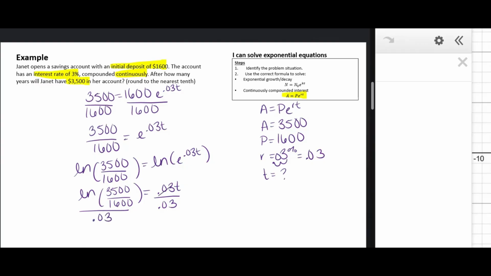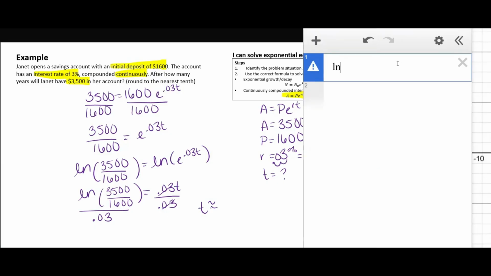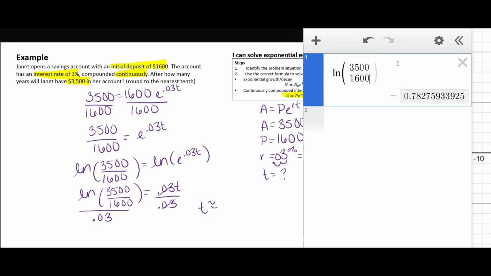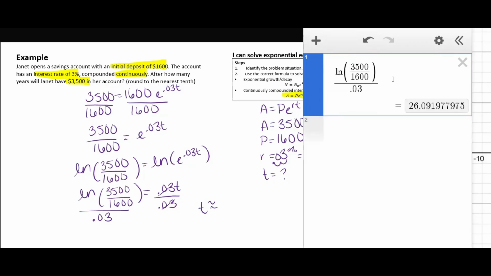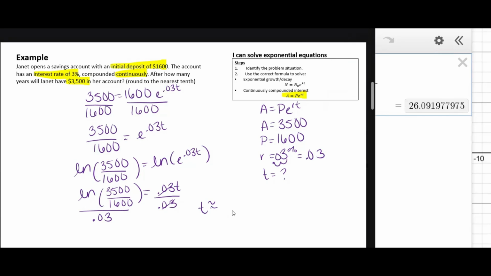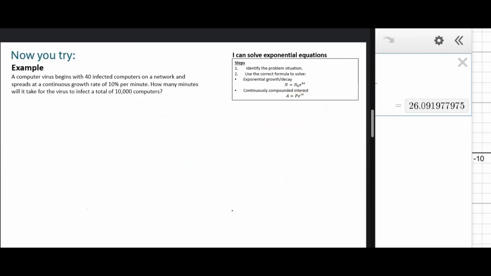So now that we have t by itself, we can just go ahead and go to our calculator and compute its value. So I'm going to go over to Desmos here and type ln parentheses, and then I have 3,500 divided by 1600, and then I'm going to close the parentheses and then do divided by 0.03. So that tells me that the t value is going to be approximately 26.1 years, because it tells me to round to the nearest tenth place. So now you can go ahead and pause the video and try doing this example on your own.